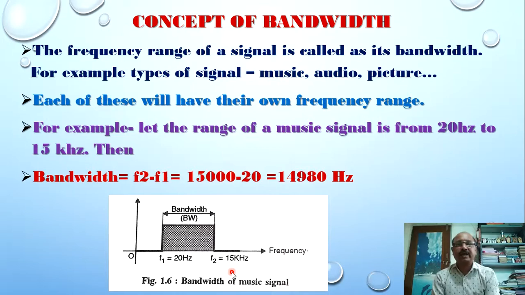So how can we find out the bandwidth? We see f2 is the higher frequency, that is 15 kilohertz, and f1 is the lower frequency or lower cutoff frequency, 20 hertz. So if we take the difference f2 minus f1, 15 kilohertz means 15,000, kilo means 10 to the power 3, so 15,000 minus 20, that is equal to 14,980 hertz. That is the bandwidth for that particular music signal.